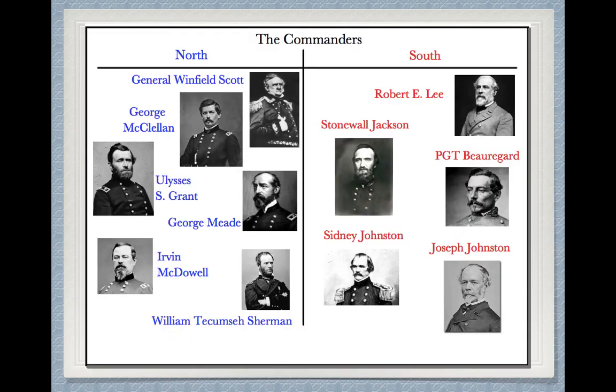Who are the commanders that we're talking about? In the North, you have Winfield Scott. We've talked about him a lot. George McClellan, Ulysses S. Grant, future president, George Meade, Irvin McDowell, and William Tecumseh Sherman. In the South, you have Robert E. Lee, Stonewall Jackson, P.G.T. Beauregard, Sidney Johnston, and Joseph Johnston.